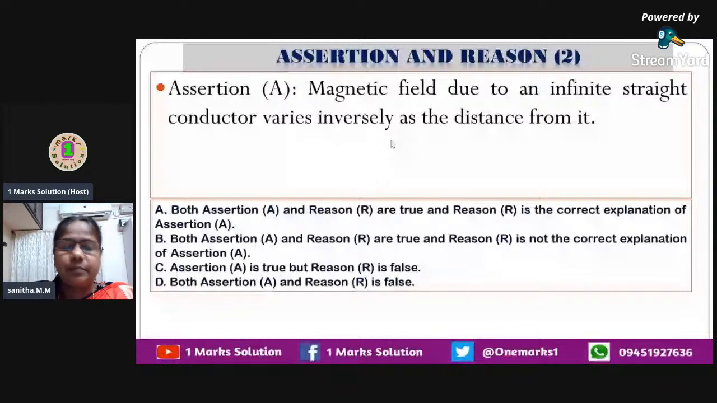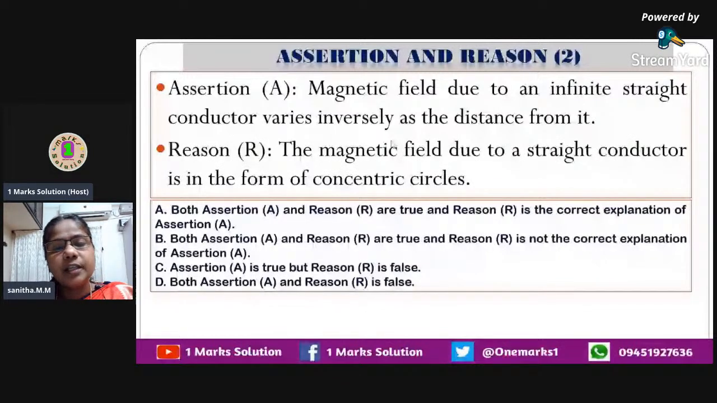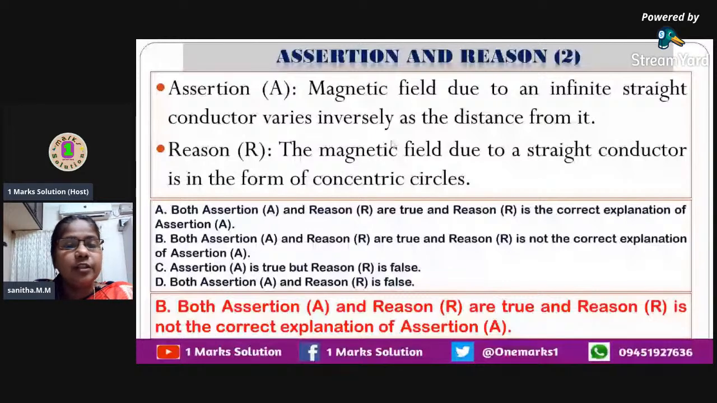So the assertion is absolutely correct. We go for the reason: the magnetic field in a straight conductor is in the form of concentric circles. That is absolutely correct. If this is the straight conductor, the magnetic field will be like this. The rule we can use is, not Fleming's, the right-hand thumb rule. That means this is a straight conductor, and the curling of the fingers will give the direction of the magnetic field. So it is forming concentric circles. That is absolutely correct. But the reason is not the correct explanation for the assertion. So the assertion and the reason are true, but the option is B. Why? Because it is not the correct explanation for the assertion.